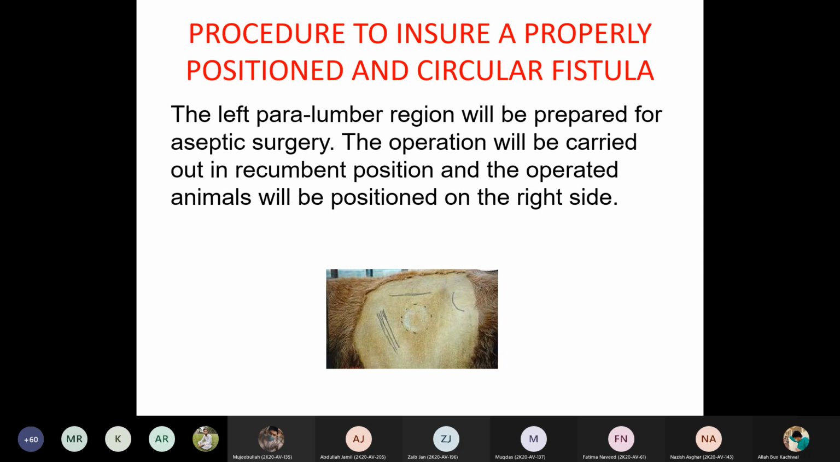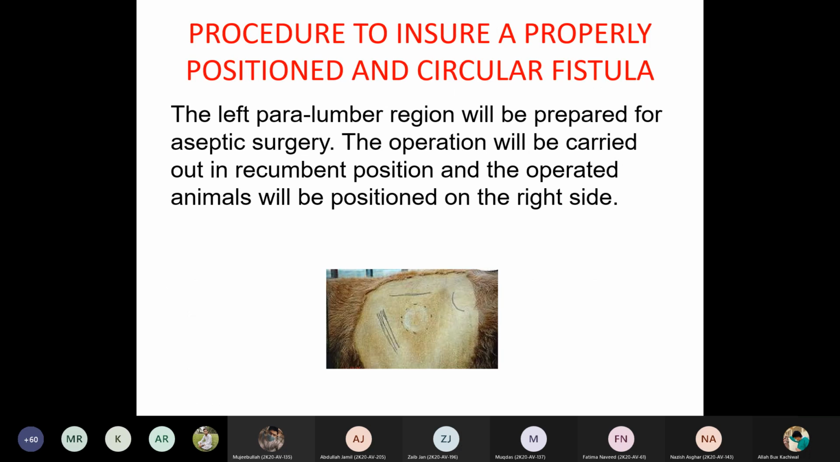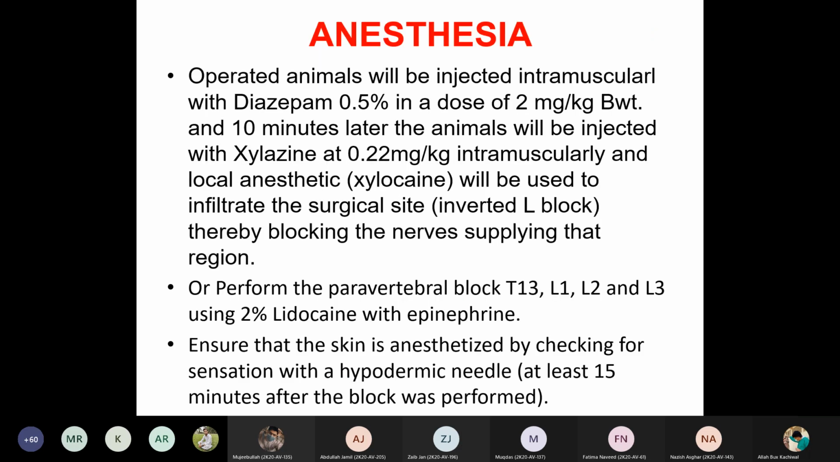The area will be prepared and then marked for the application of local anesthesia, lidocaine or xylocaine can be used. Then the area where we have to perform an incision and make a fistula or a hole in the rumen will also be marked for the incision so that the fistula may be fixed properly. Anesthesia.